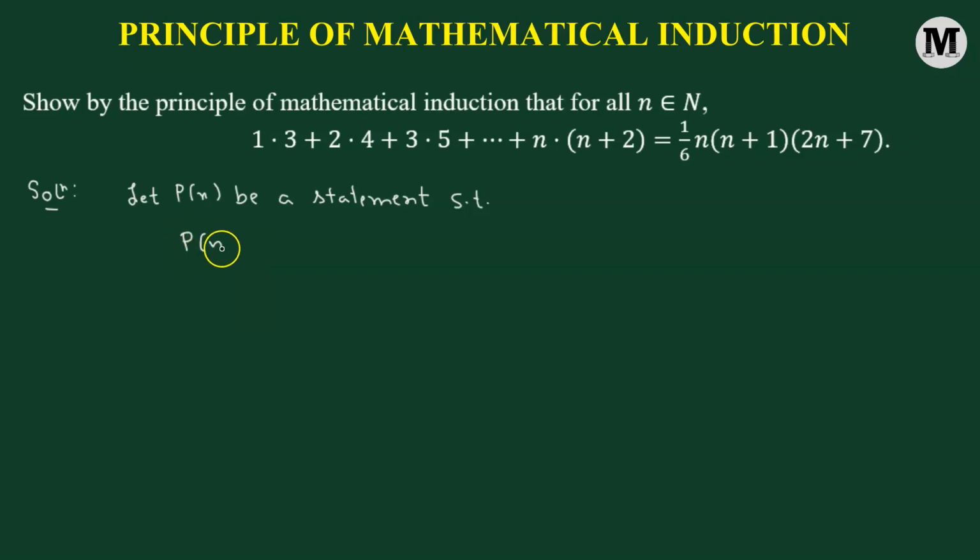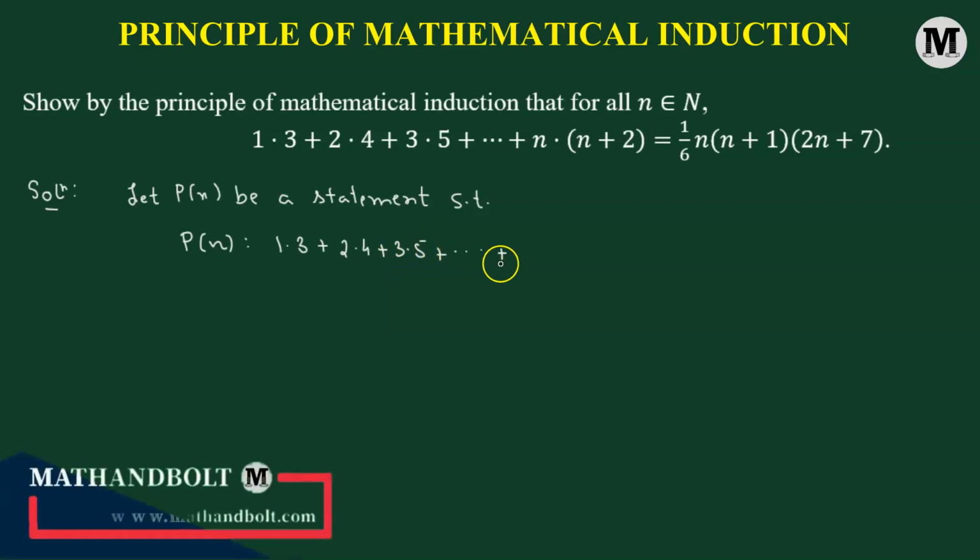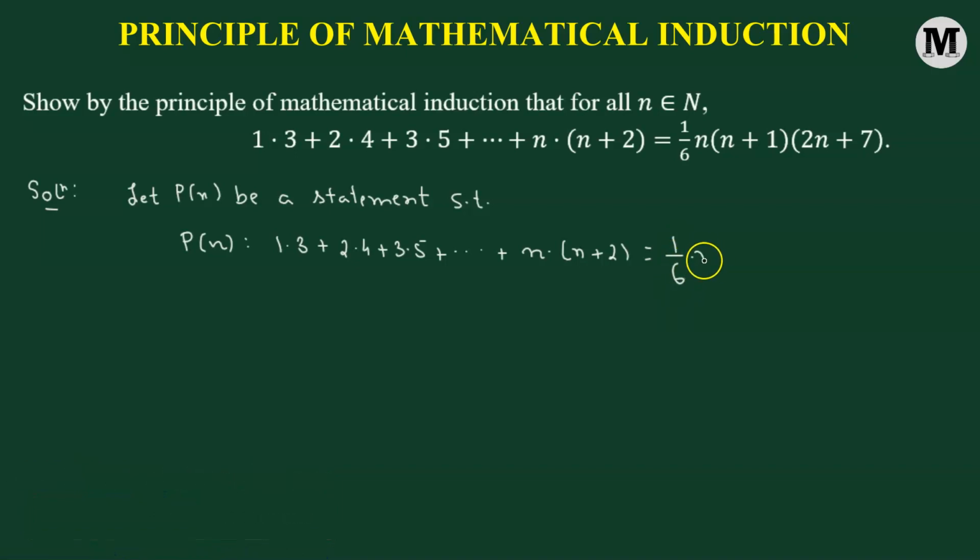P of n be a statement such that P of n will be expressed as 1 multiplied by 3, added to 2 multiplied by 4, added to 3 multiplied by 5, going all the way up to the last term, which is n multiplied by n plus 2. And when we sum it up, it gives us a result of 1 over 6 times n times n plus 1 times 2n plus 7. We're going to name this statement number 1, also referred to as the statement Pn. And we need to verify that this particular statement is true for all n belonging to the set of natural numbers by using the principle of mathematical induction.